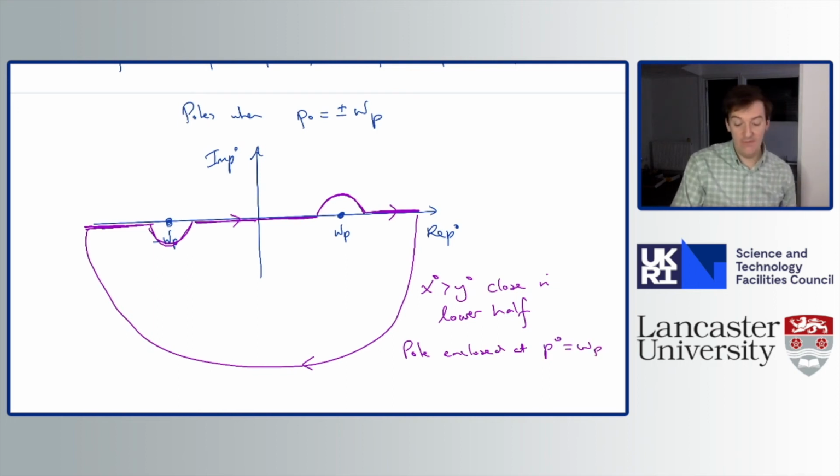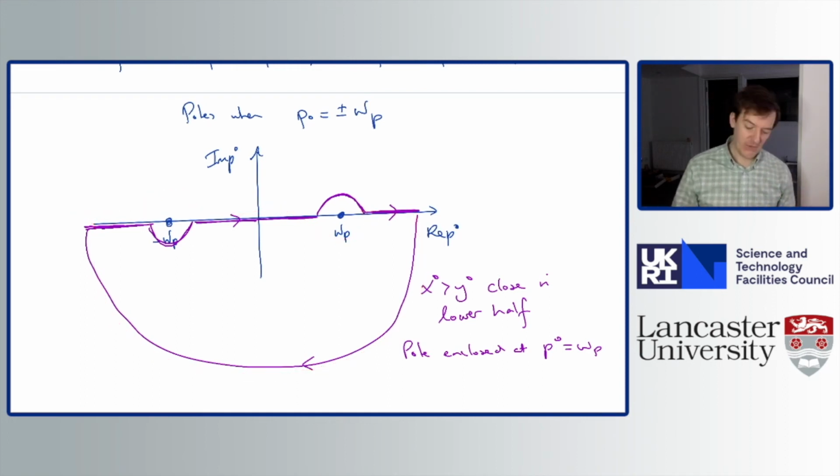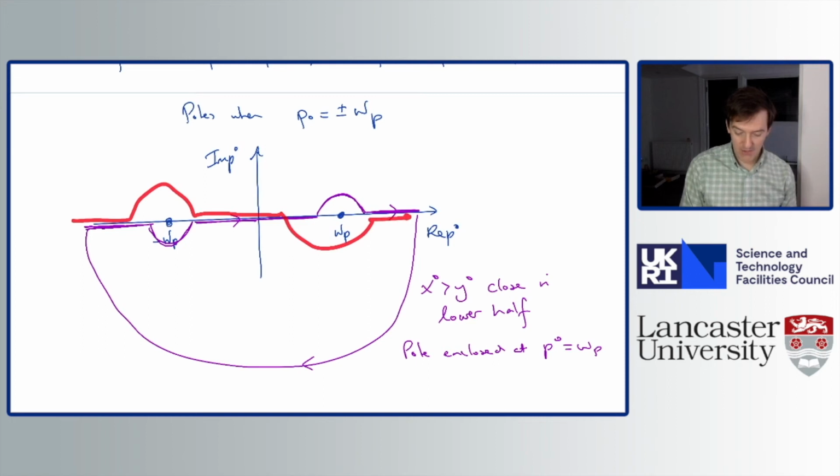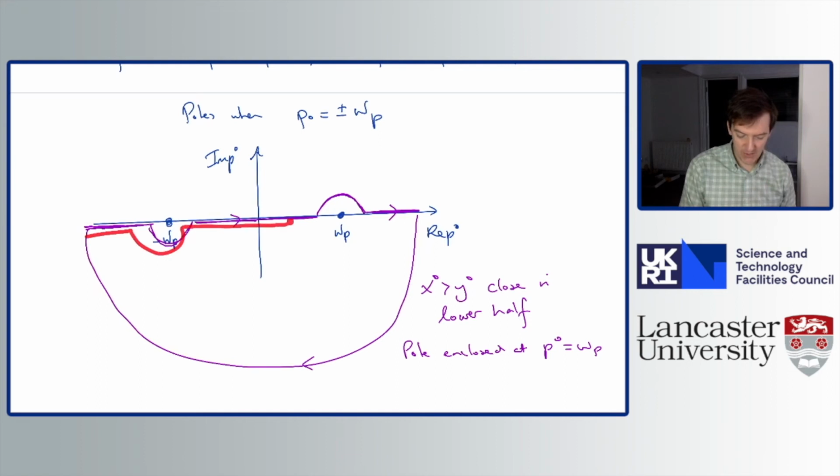You could make different choices. You could choose a contour where you go this way and that way. With this contour, you would enclose the pole at negative p. That's fine, and you could do the integral and get a result. The point is that if you chose the opposite contour, you would not recover the Feynman propagator. You would not recover the result that we had before. It's only when we choose the contour in this way, where we enclose the pole at positive p, that we recover the result we had before.